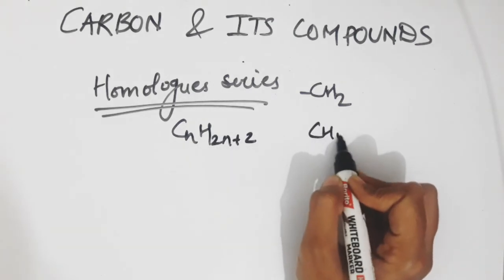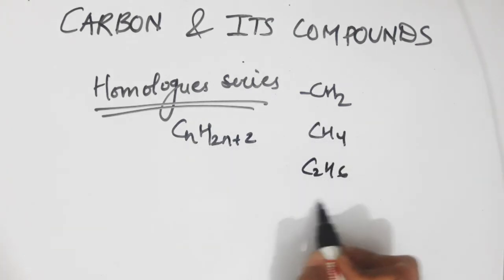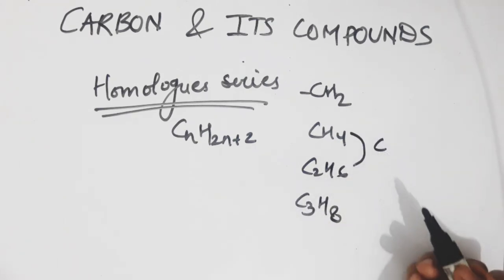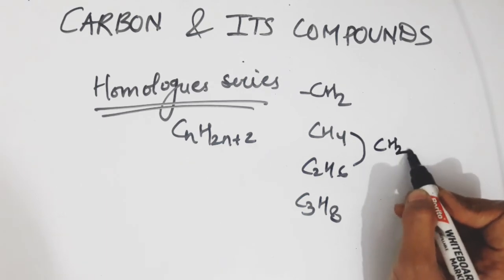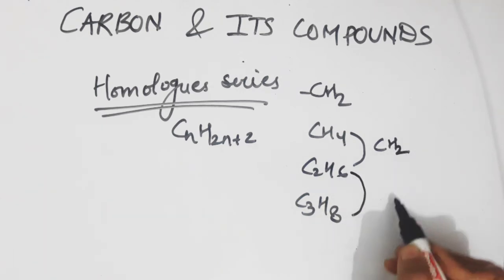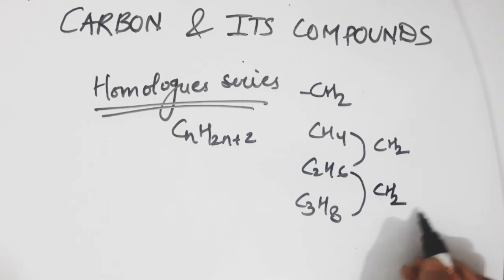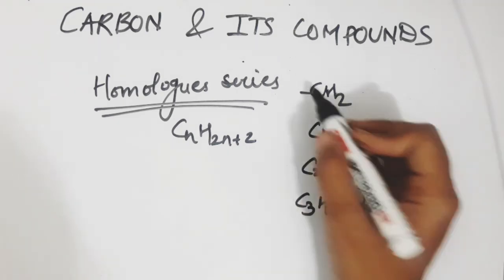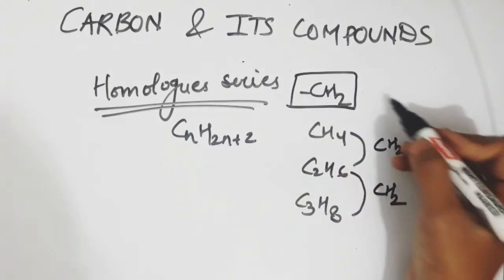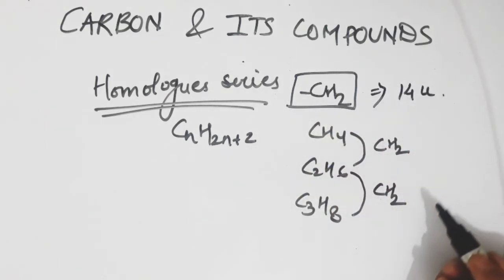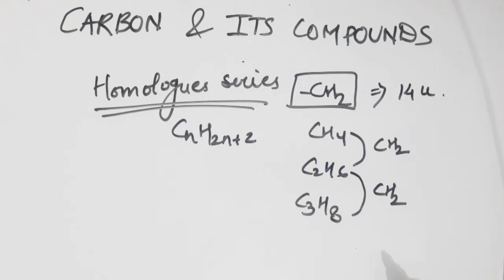So you have first compound methane, then you have C2H6, you have C3H8. If you see, the difference is of 1 carbon atom and 2 hydrogen atoms. Similarly, here also you have a difference of 1 carbon atom and 2 hydrogen atoms. So when these series differ by only CH2, or you can be asked by molecular mass, it would be equal to 12 plus 2, 14 u. Then these compounds are known as homologous series.